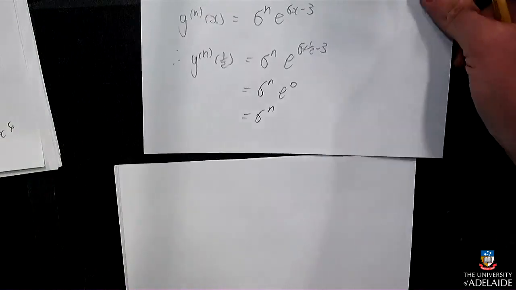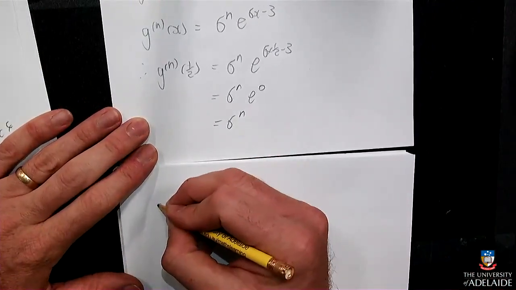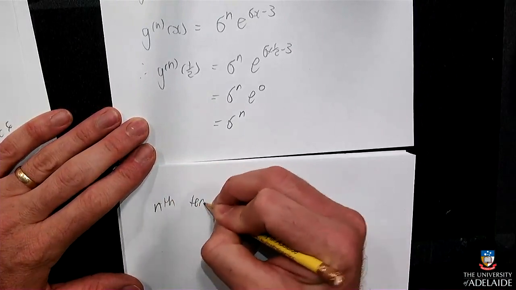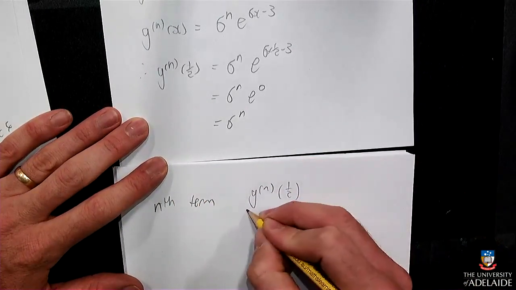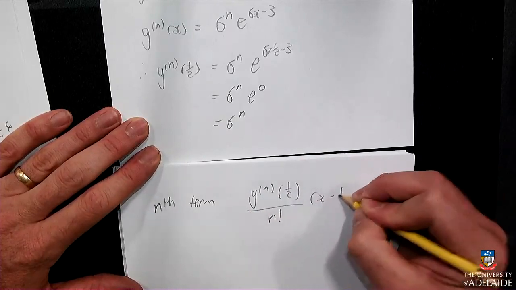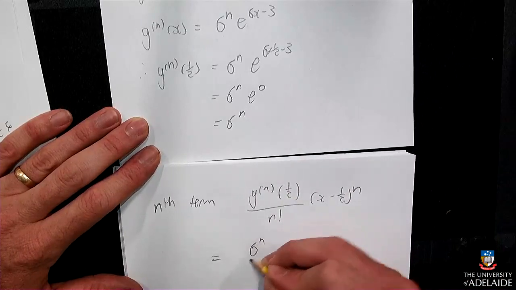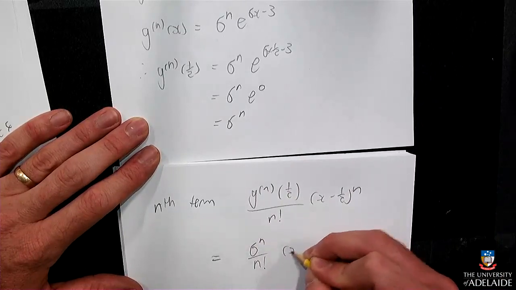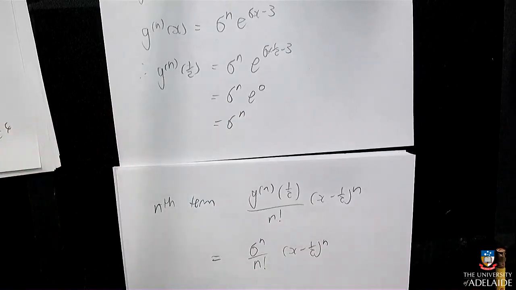And so the nth term will be g^(n)(1/2) divided by n factorial times x minus a half to the n, which is 6 to the n over n factorial, x minus a half to the n. And that's what it is.